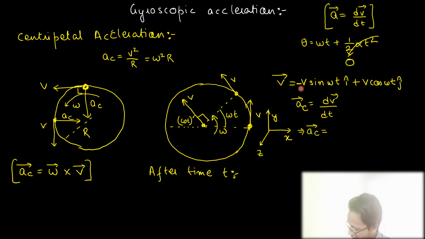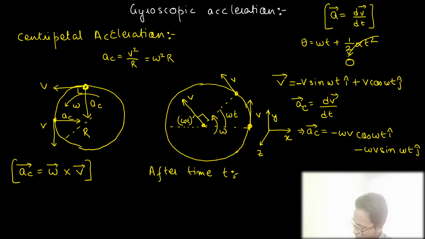Let's differentiate this term with respect to t. What do I get? I get minus omega v cos omega t i minus omega v sin omega t j.